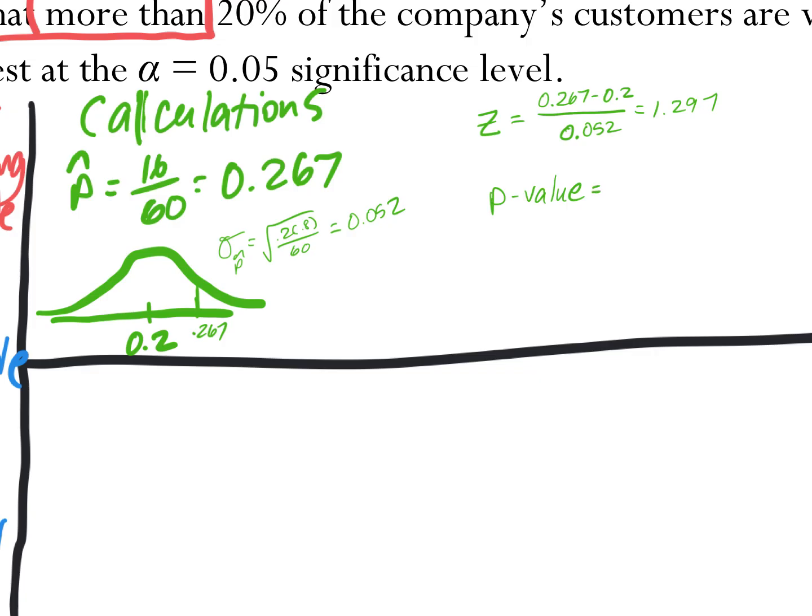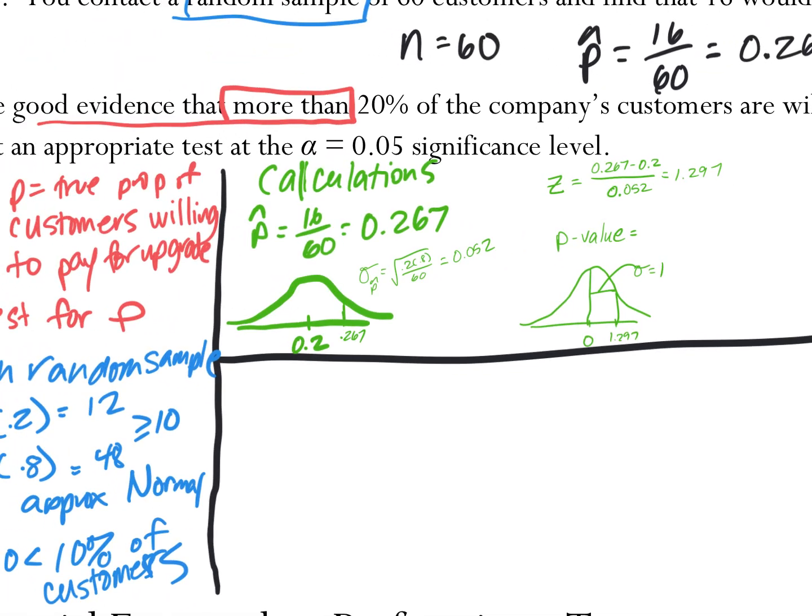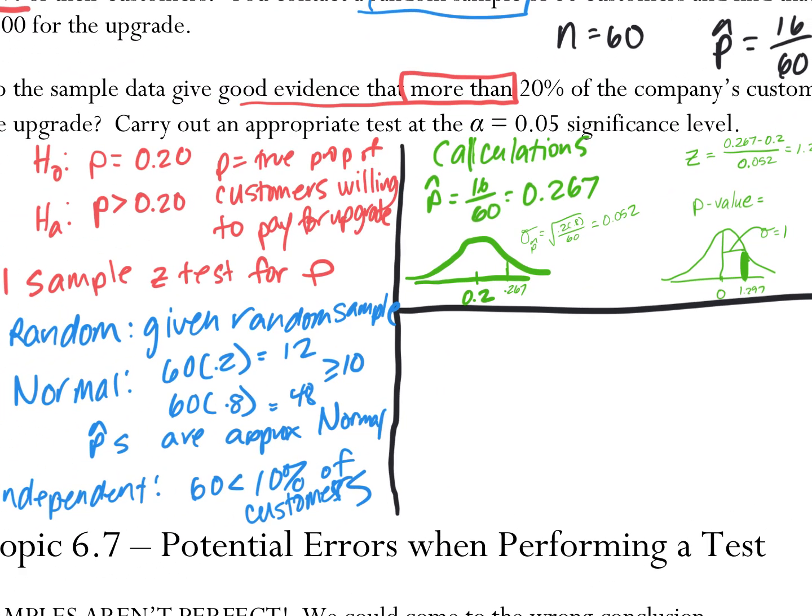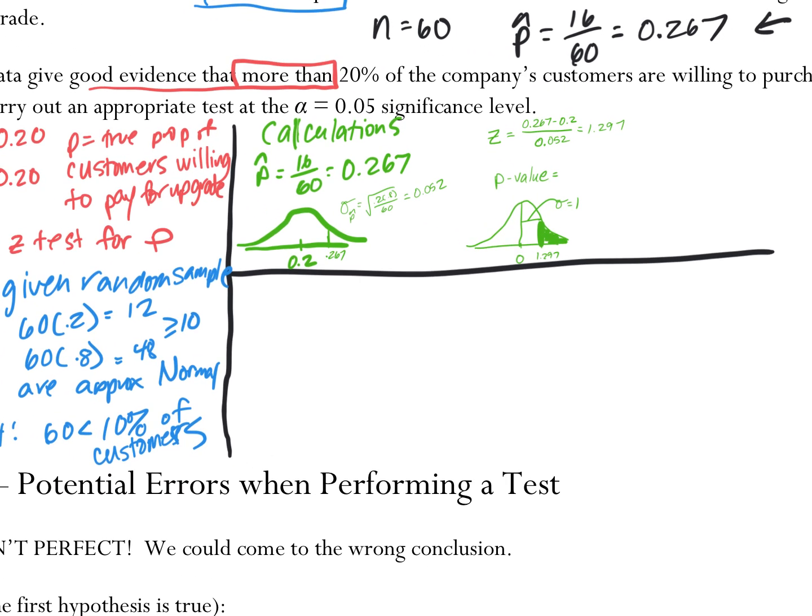So when we go to do that p-value, we're going to say, well, all right, if I have a z-statistic, remember z-scores have a mean of 0, a standard deviation of 1. If I have a z-statistic of 1.297, the way we decide where to shade is we go back to that alternative hypothesis. Our alternative hypothesis is greater than, so we are going to shade to the right of that value. And then we're going to throw that into the normal CDF.